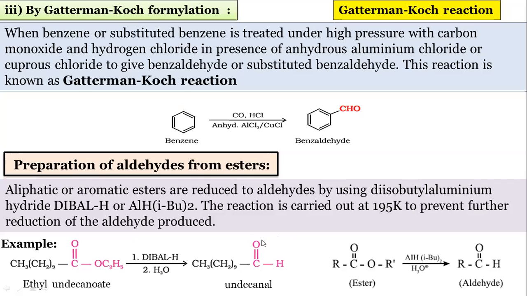So again, this is a very important reaction. This reaction is carried out at very low temperature, 195 K, and it is very difficult to carry out this reaction because maintaining a temperature of 195 K is very difficult. So you must know how the esters are converted into aldehydes.